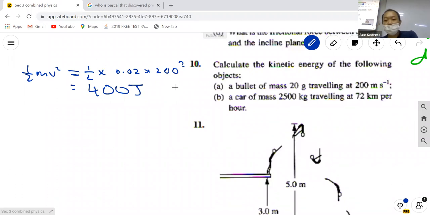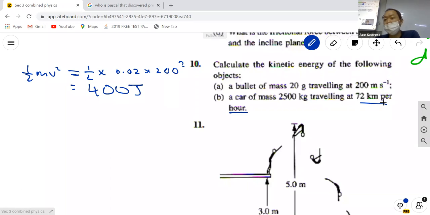Next one, a car of mass 2,500 kilograms travels at 72 kilometer per hour. So here we have a problem. Okay, let's see what you get. What do you get? 500,000. Let me check your answer. 500,000 is correct. Yeah, why?